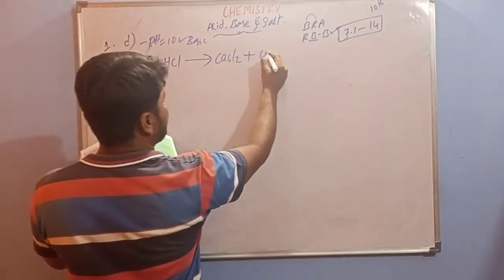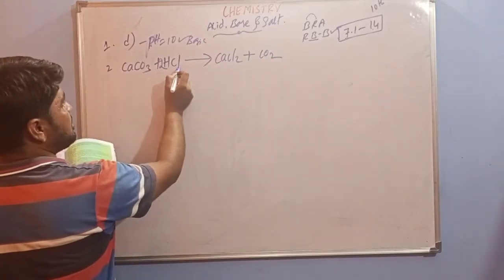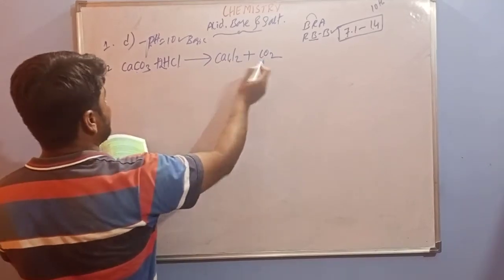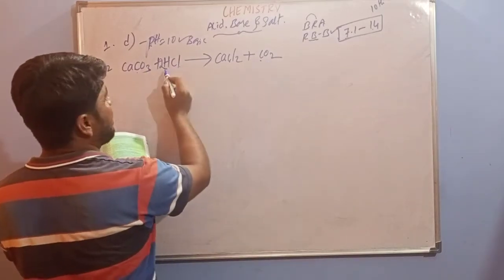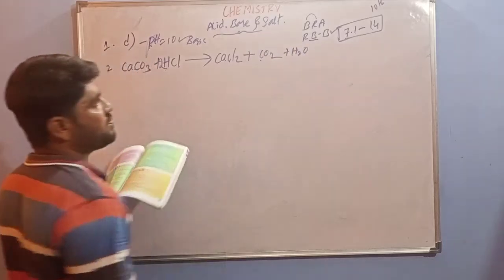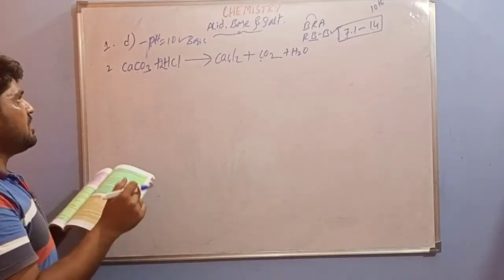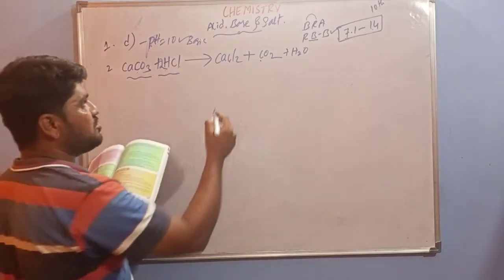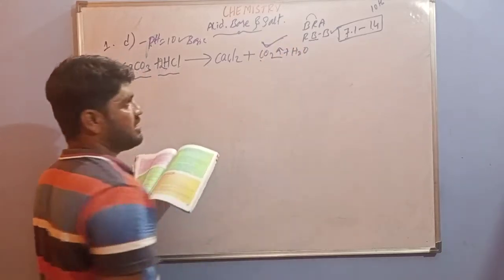So the remaining is carbon dioxide. Here Ca, here Ca. Here 2Cl, here also 2Cl. Here C 1, here C 1. Here O3, here O2. Here hydrogen 2, that's why here 2 H2O. So this is the balanced reaction. In this reaction, when calcium carbonate reacts with HCl, it produces carbon dioxide gas.